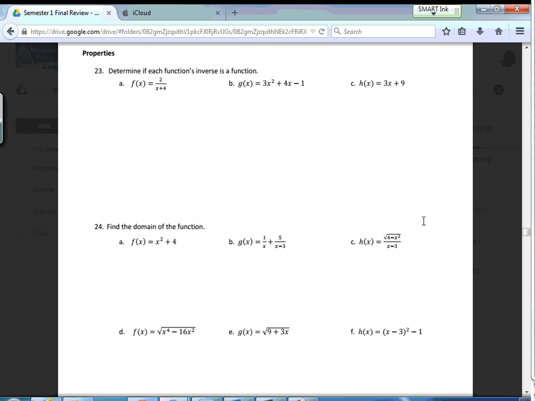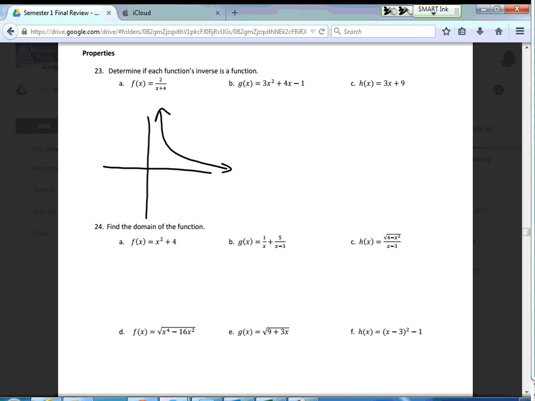Properties. Is it a function? Oh no, tell if its inverse is a function. Ah, that's different. Okay, if something's inverse is a function, then it passes the vertical line test to be a function in the first place, and then if its inverse is a function, it passes the horizontal line test. Let me show you what I mean. If I make a picture like, let's say this, does that pass the vertical line test?